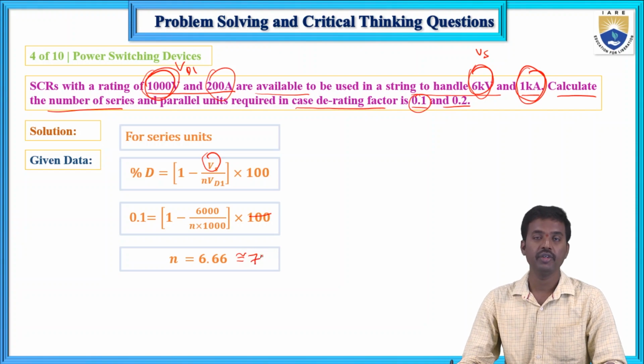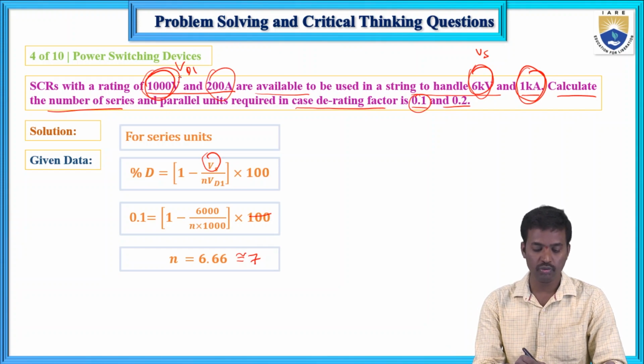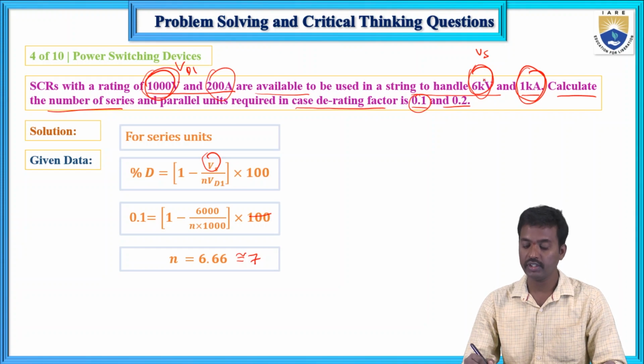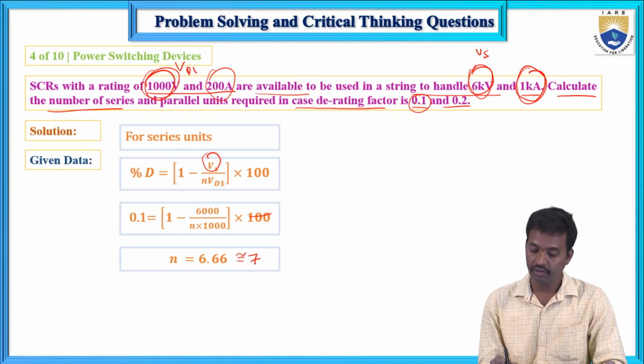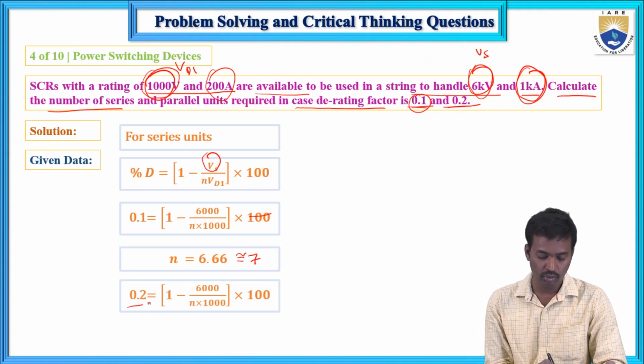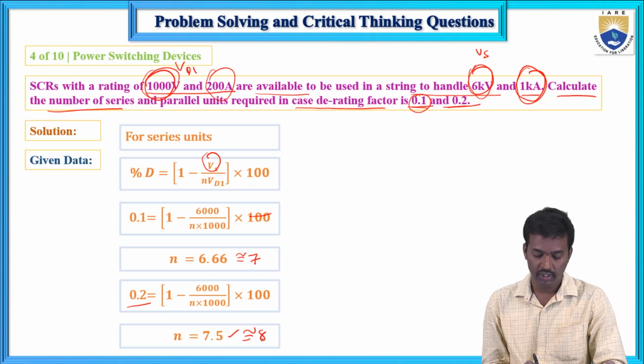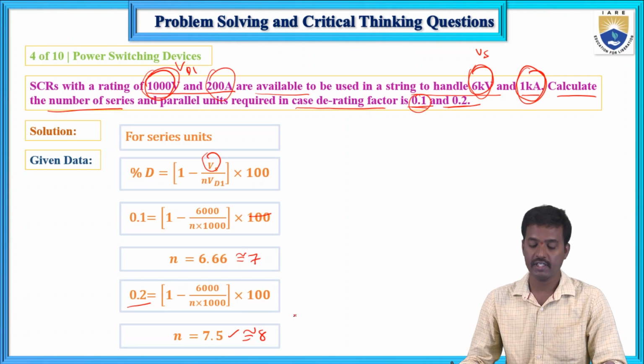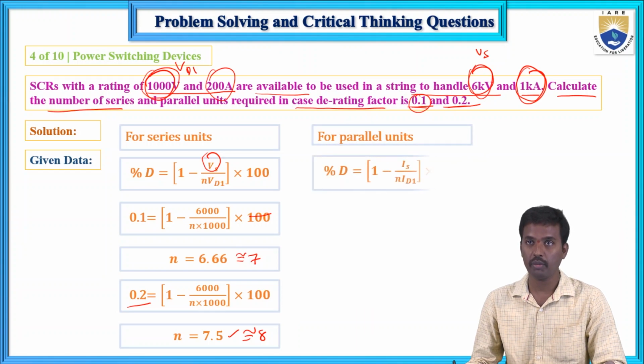So now the number of series SCRs connected in the string: 1000 volt SCRs to increase the voltage rating up to 6000 volts. So there are 7 series units for that case, that is 0.1. If the derating factor is 0.2, that value equals 7.5, means almost 8 series SCRs. So now for the parallel case, parallel units, the same formula but with current.